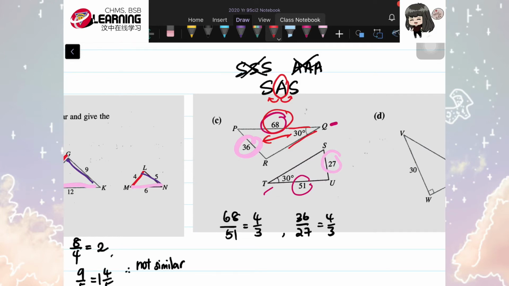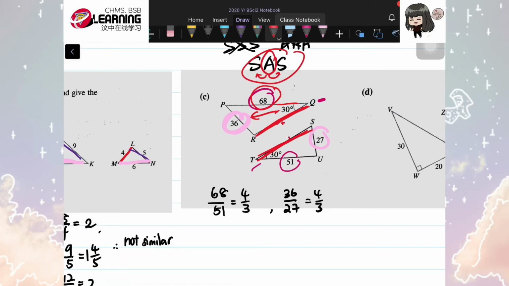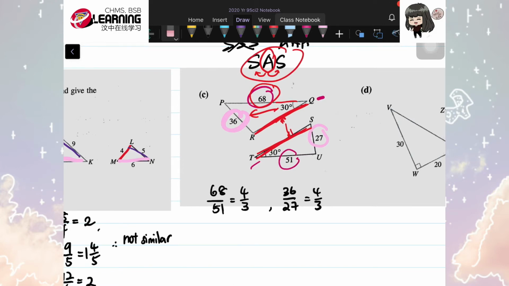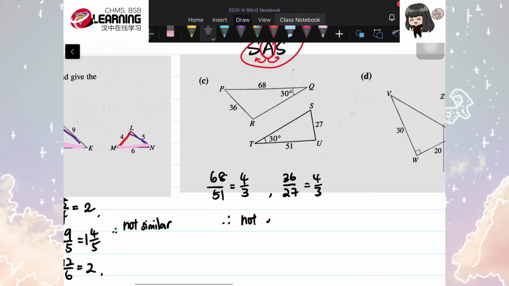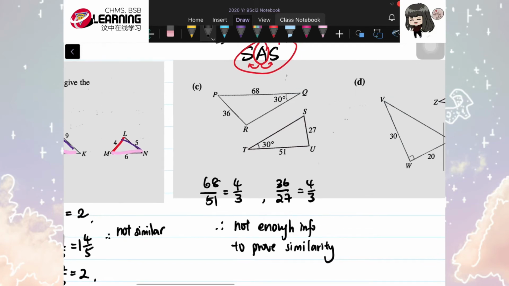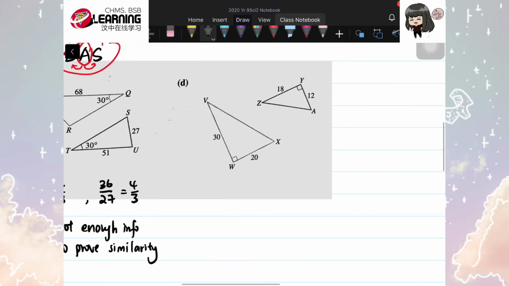We cannot say that they are similar, but they might be similar because we do not have enough information, because they did not mention that this side and this side are similar. So we cannot use SAS as our reason. This side here is not mentioned. If they mention these two have the same ratio, then we can use SAS. This is not SAS, this is SSA, because the angle is not included between two sides. So therefore we don't have enough information to prove similarity.